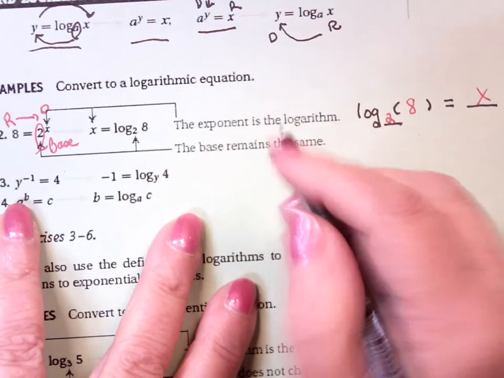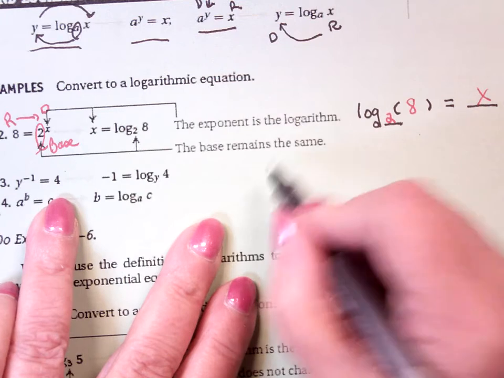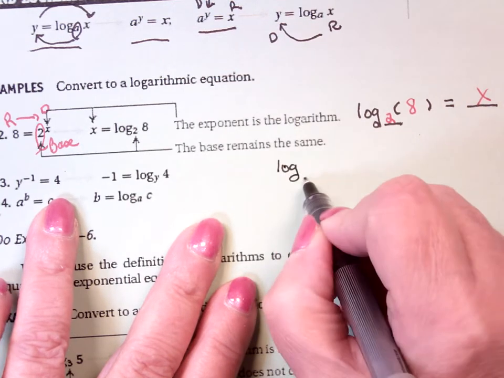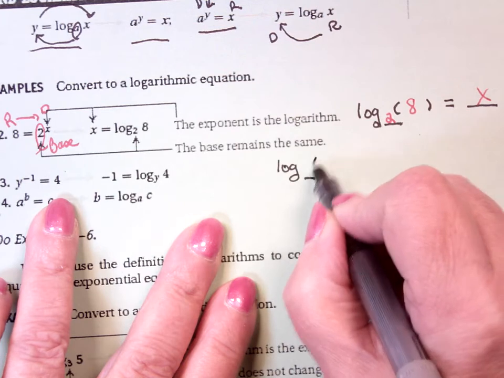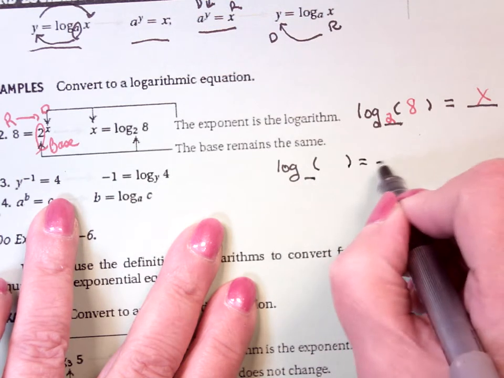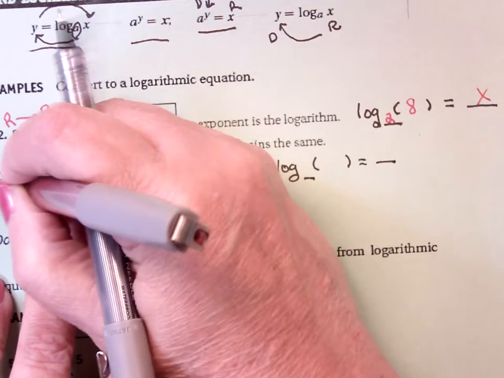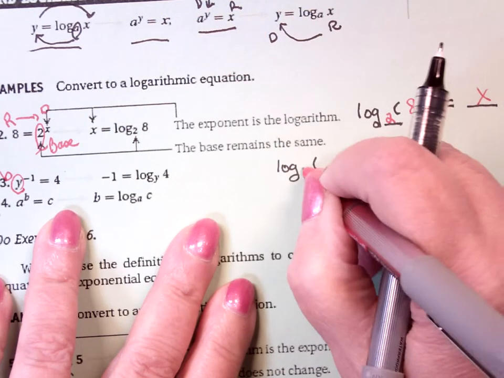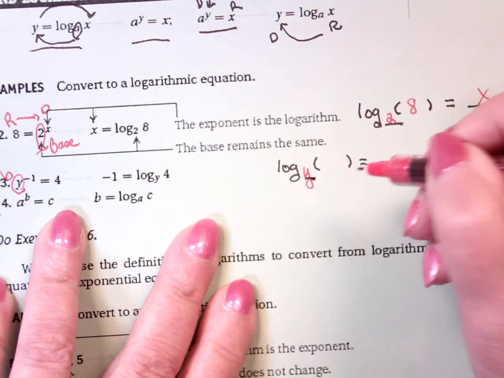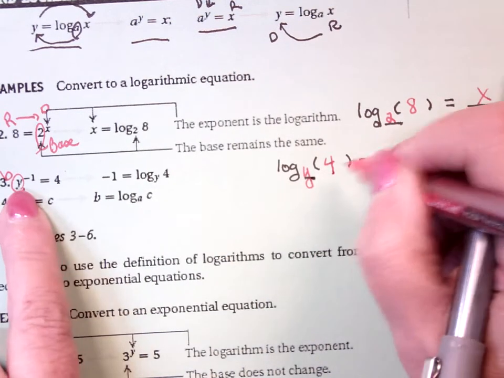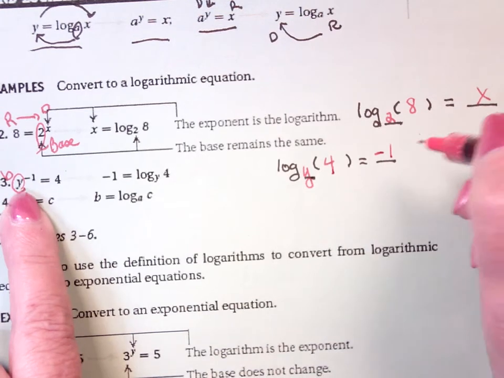So if I had y and a minus 1 is equal to 4, I have the log, I have the base, I have what I'm taking the logarithm of, I have the result. So if I look at this guy, there's the base, and the base is y. The logarithm brings the range value, which is 4, back to the domain value, which is negative 1.